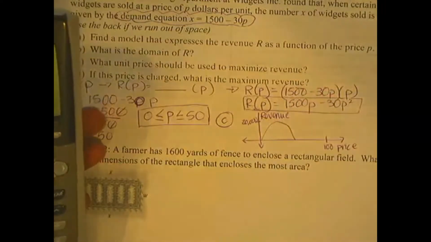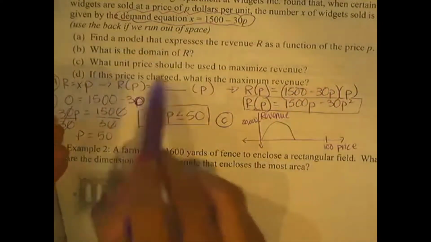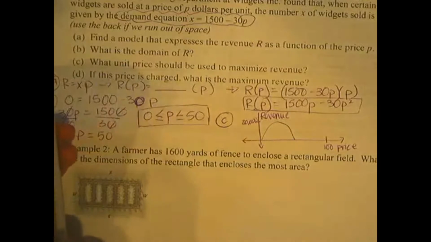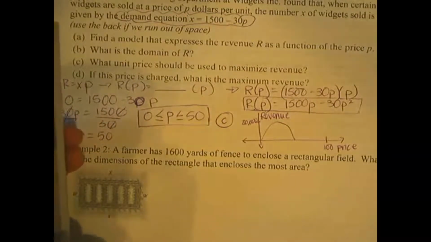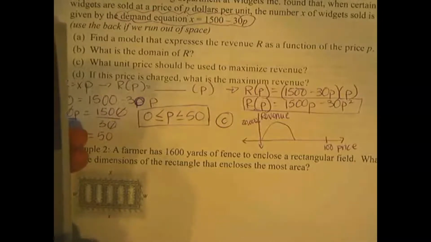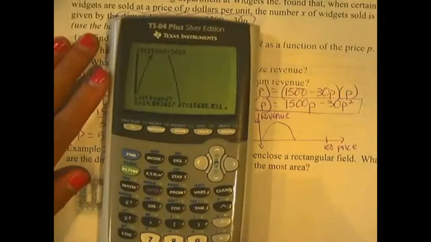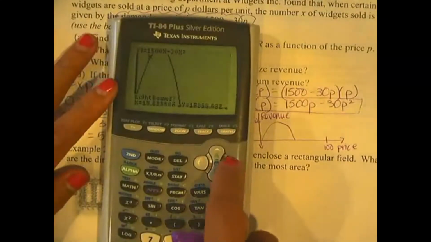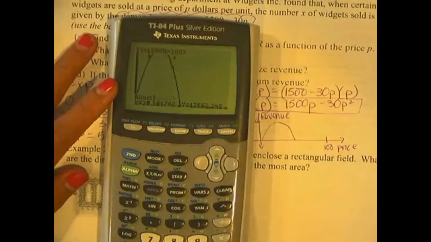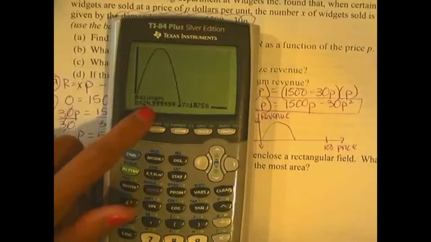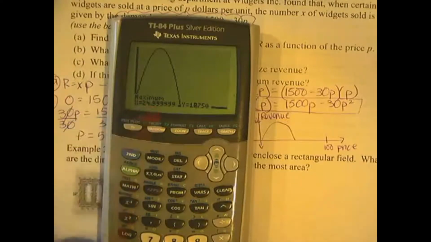Part C said, let's find the max price that we can charge. Why not, right? That's why we're in business. We want to make the most money. So second trace, that's all I'm doing. Hit enter. Right bound, hit enter. Here we go. Takes a little bit. I'm going to round that, obviously if I round it up, it's about 25 bucks.